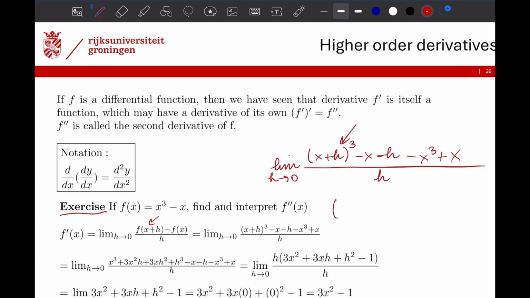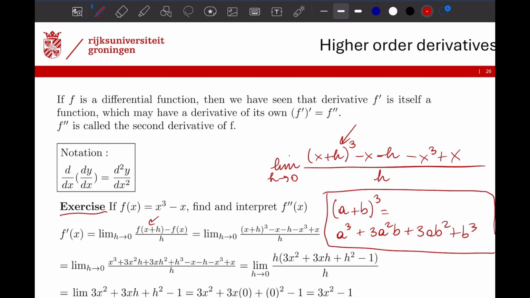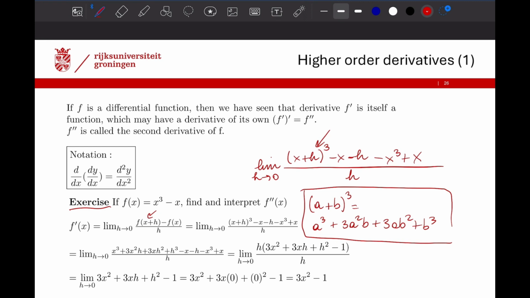Now it's a matter of expanding this out. I hope that maybe it's a good reminder: a plus b cubed is a cubed plus 3a squared b plus 3ab squared plus b cubed. I think those are nice to remember. You can always derive them, but I think it's handy to know them, at least this one and, of course, a plus b squared.